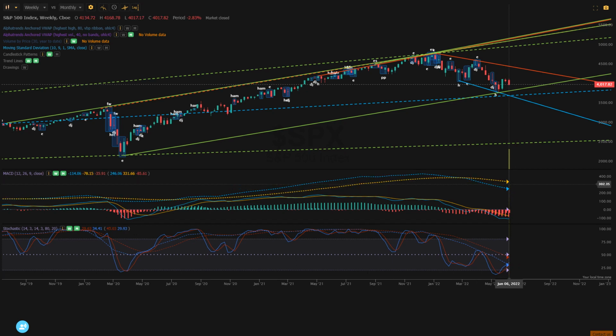I want that to be flat or flatter. I want this to be flat to rising. I want this to continue rising, and I want the monthly stochastic to be flat or rising before I look at considering this being bullish. Those things, in my experience, are critical to determining your bullishness or bearishness on the market.